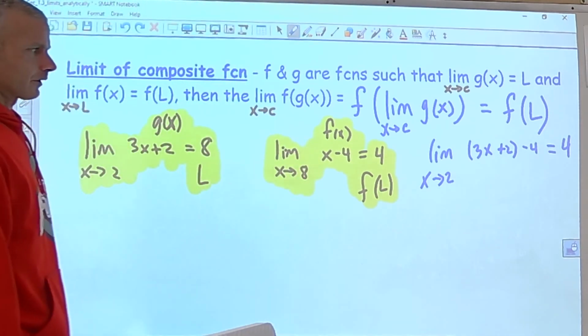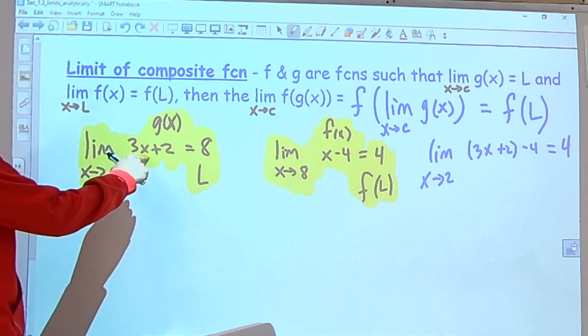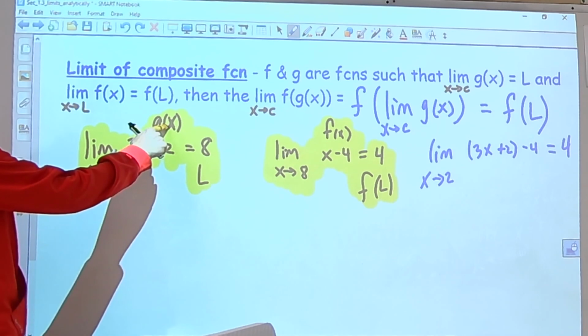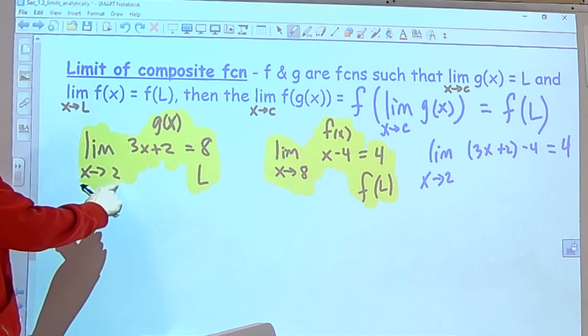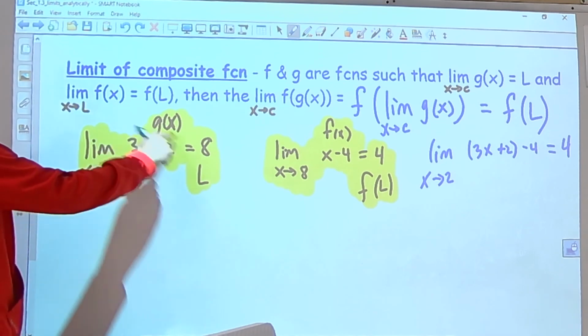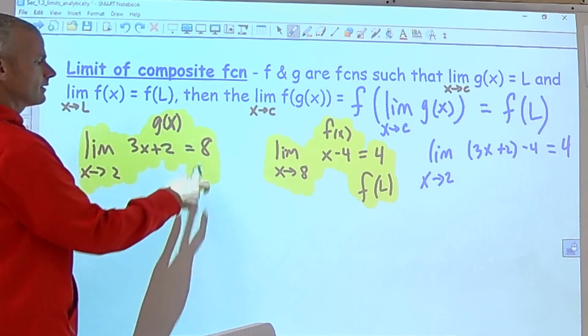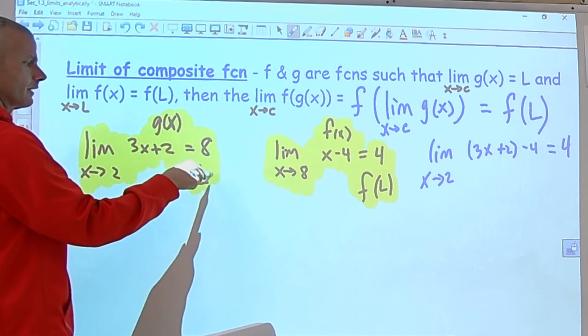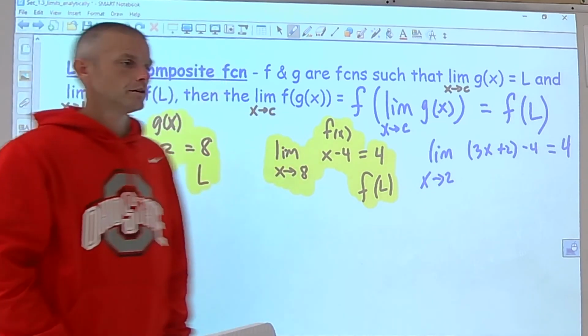How does it actually work out? So I gave an example here. So 3x plus 2 will serve as our function g of x. We're going to take the limit of that as x approaches 2. And so if we do the direct substitution, because this is a polynomial function, 3 times 2 is 6, plus 2 is 8. So 8 is our limit that we'll call L.